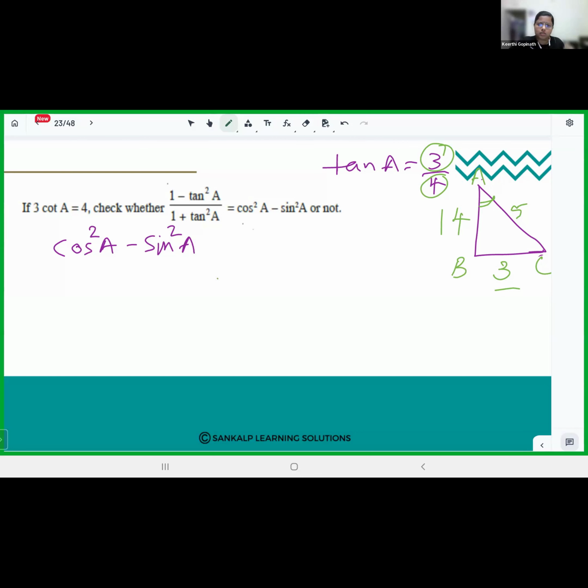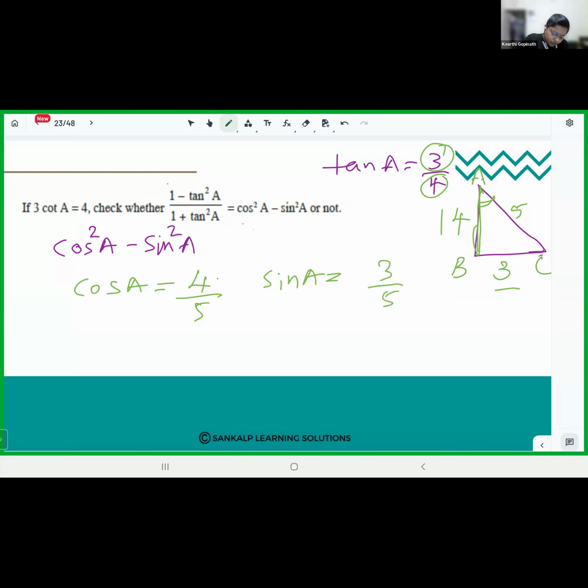Now can you find out cos A and sin A from this? Cos A is equal to adjacent side by hypotenuse. So what is the adjacent side of angle A? It is 4. So cos A is 4 by 5. And what is sin A? Sin A is equal to the opposite side by hypotenuse. It is 3 by 5, right?